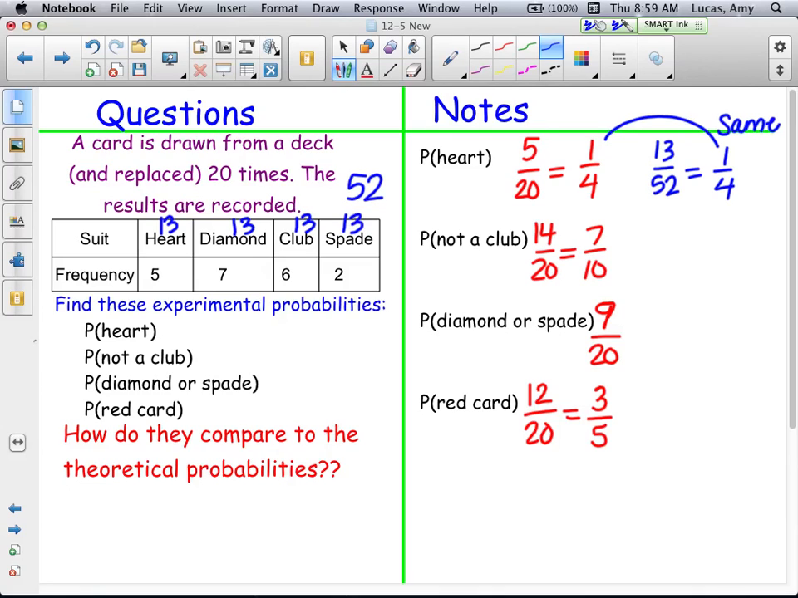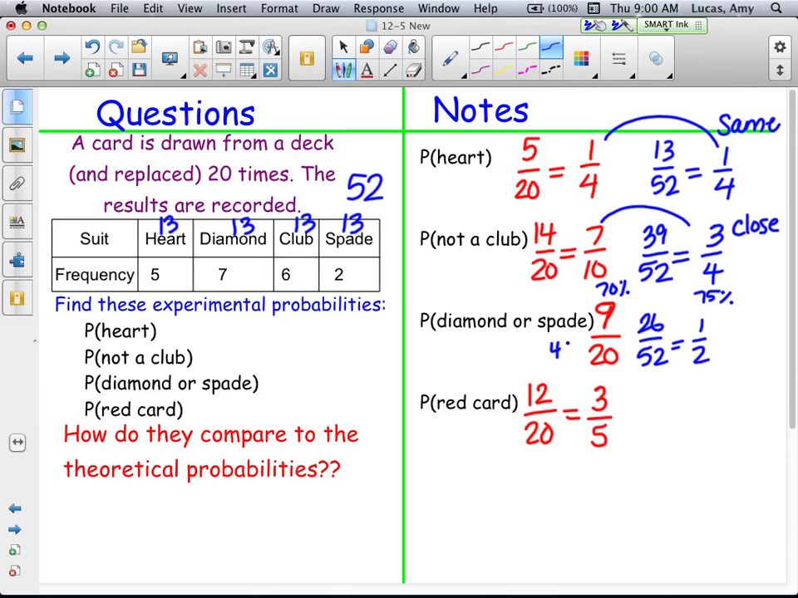Not a club. There are 3 other suits, so that would be 39 out of 52 cards that are not clubs, or 3/4. That's pretty close, 70% and 75%. So I'm going to say that one is close. Next one, diamond or spade. So that would be 26 out of 52 cards. So that's 1/2. 9/20 is 45%, and 1/2 is 50%. So I'd say that one is close again.